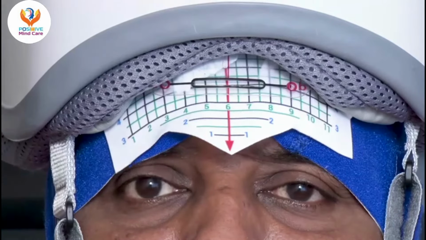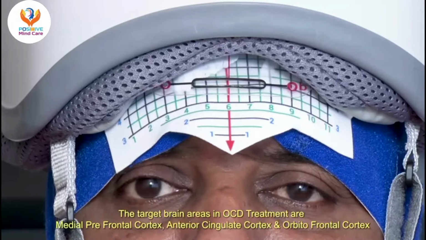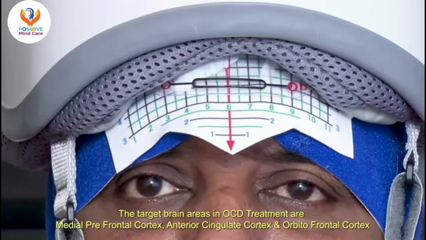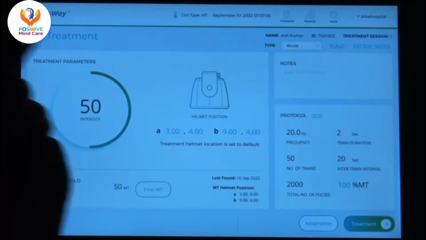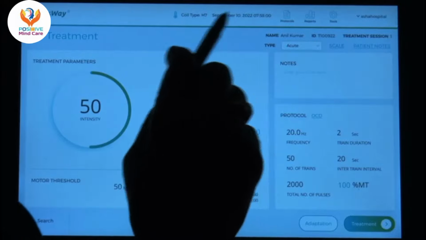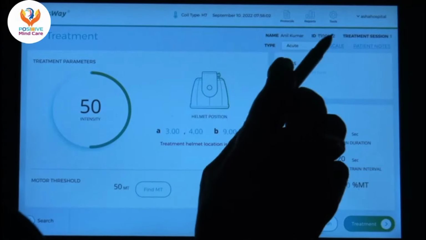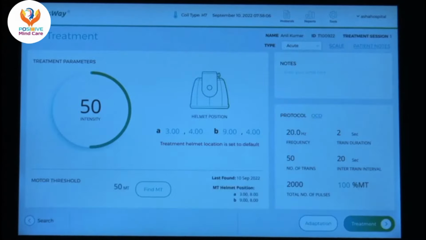The internal configuration of this coil is supposed to be doing the modulation mainly focused on the medial prefrontal cortex, orbitofrontal cortex, and importantly, the anterior cingulate cortex. Now if you look at here, this is the Brainsway. The coil type is H7, which I have mentioned to you. And today's date, the patient's name is Anil Kumar, and then treatment session, diagnosis protocol is OCD.